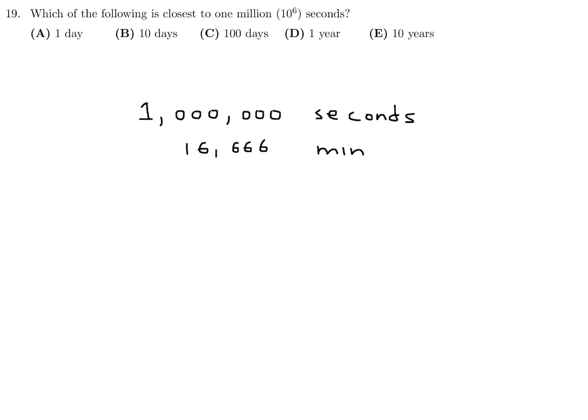16,666 minutes. Let's convert this to hours. Convert it to hours again by dividing by 60. And if you do that, you get 277 hours. And then convert it to days by dividing by 24. And if you do, you get 11.5 days. So which of the answer choices is that closest to? Well, 19, the answer choice is B.